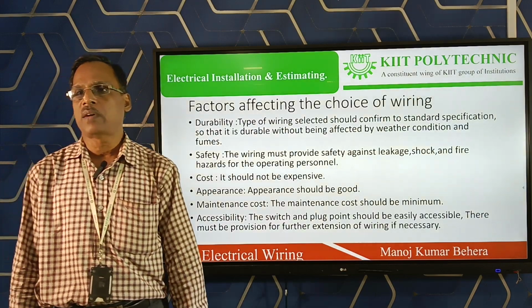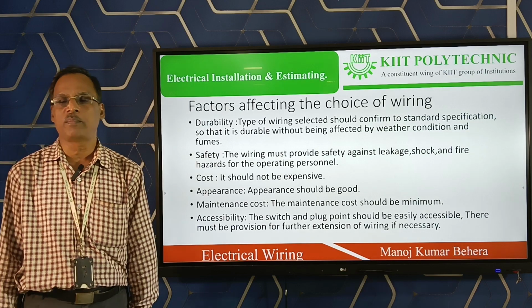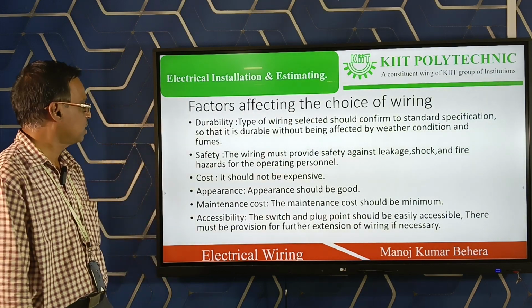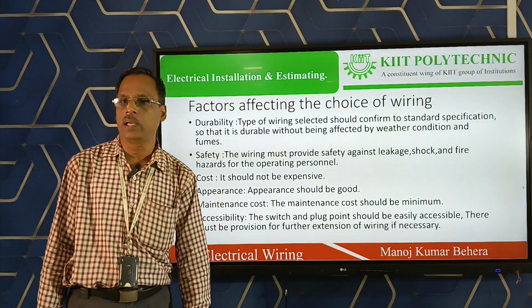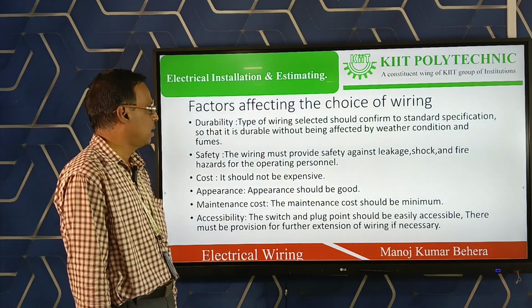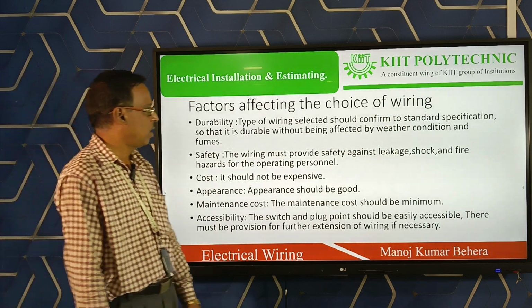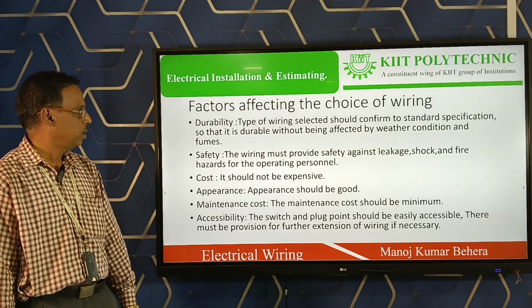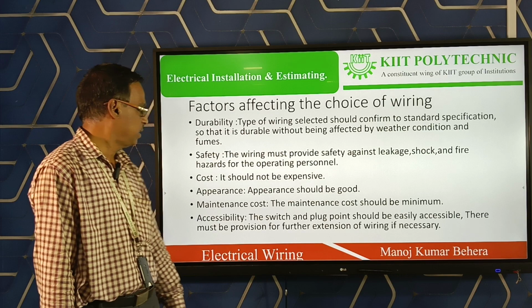What are the different factors that affect the wiring? Before selection of any type of wiring, we have to decide these factors. The factors are durability, so we choose the wiring which can last long. The type of wiring selected should conform to the standard specification, and should not be affected by weather conditions or fumes. Safety: the wiring must provide safety against leakage, shock and fire hazards.